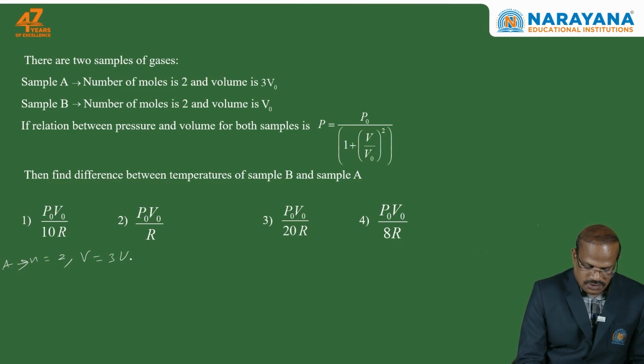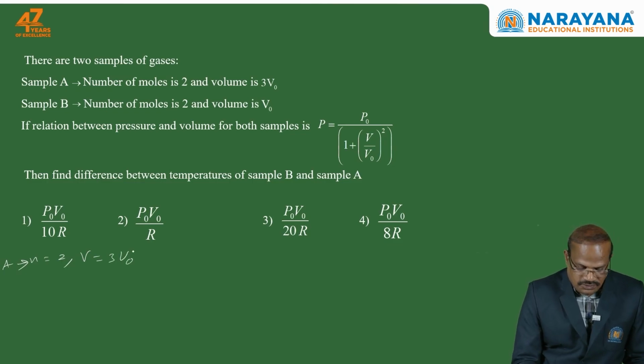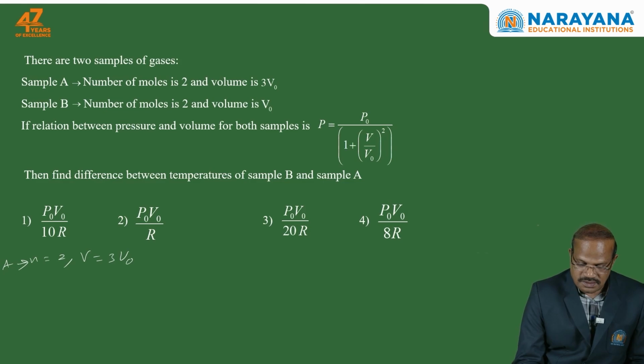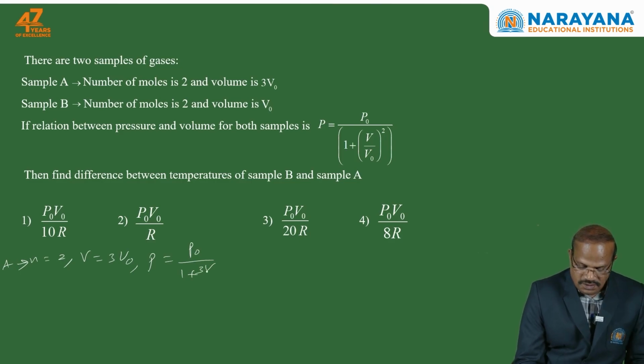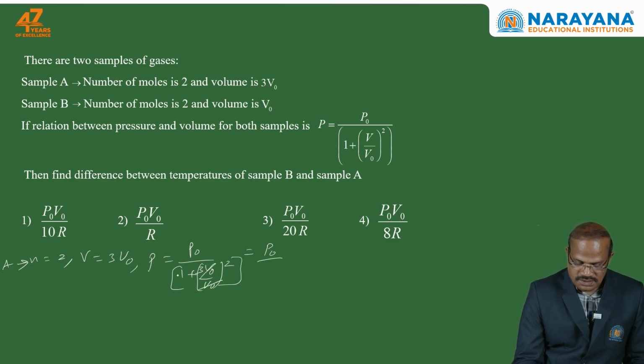V equal to 3V0. So then what is pressure for that? Pressure for A is, if you substitute in the formula, P equal to P0 by (1 plus V by V0) whole square. So in that, if you substitute, V is 3V0 by V0 whole square, then this becomes P0 by, so V0 gets cancelled, 1 plus 3 square 9, this is 10. So pressure is P0 by 10.